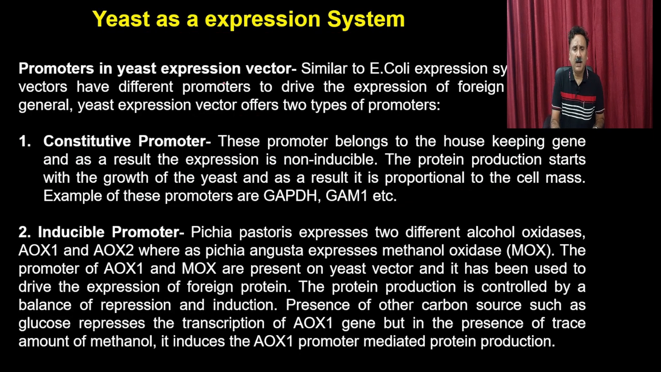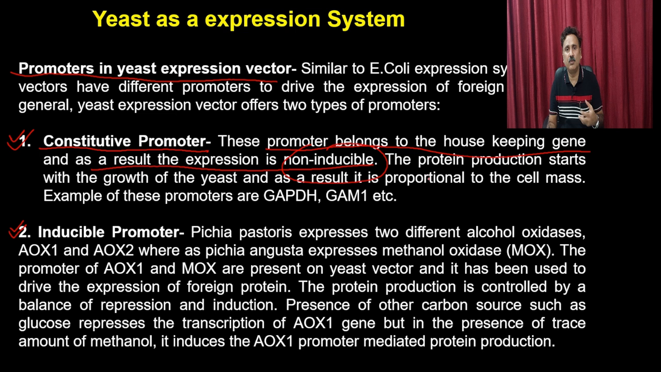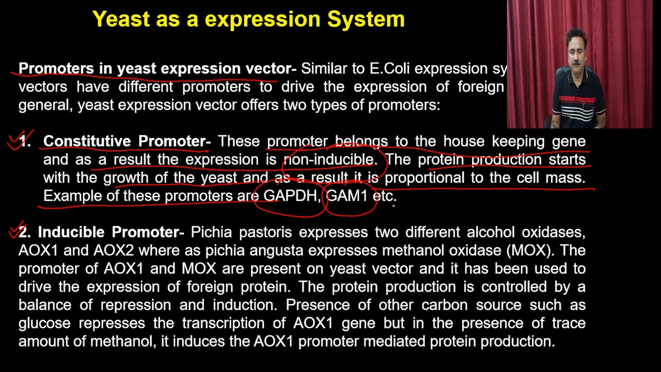Now, talking about the different types of promoters present in the yeast expression system, you can have constitutive promoters or inducible promoters. Constitutive promoters are the promoters which give you the protein constitutively, which means throughout the growth cycle. These promoters belong to housekeeping genes, and as a result the expression is non-inducible. The protein production starts with the growth of the yeast, and as a result it is proportional to the cell mass. Examples of these promoters are GAPDH or GM12.